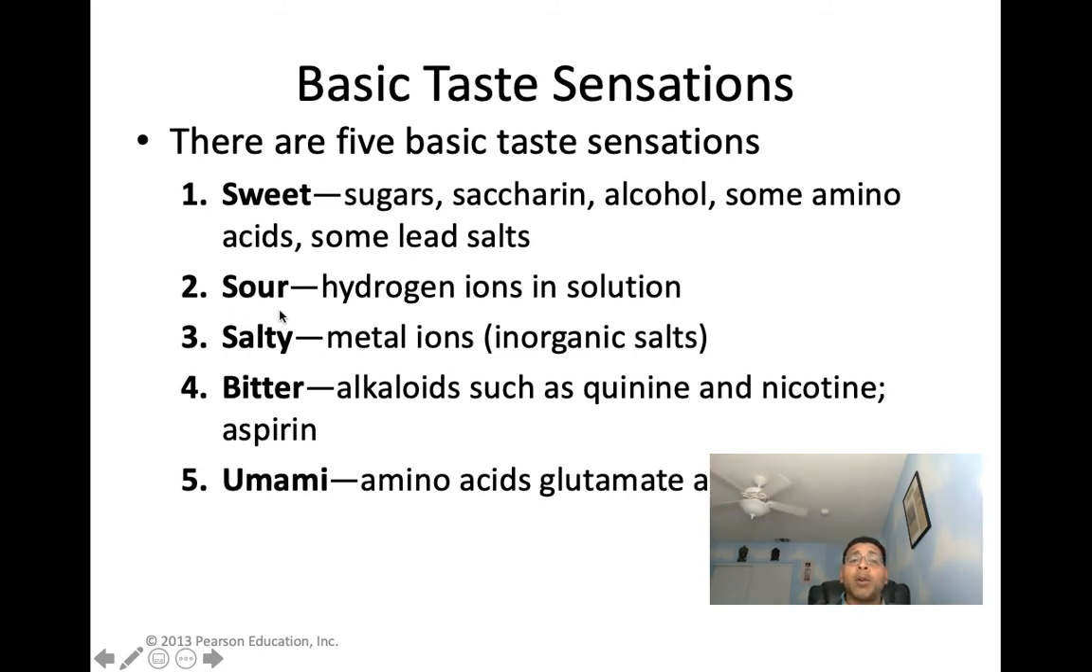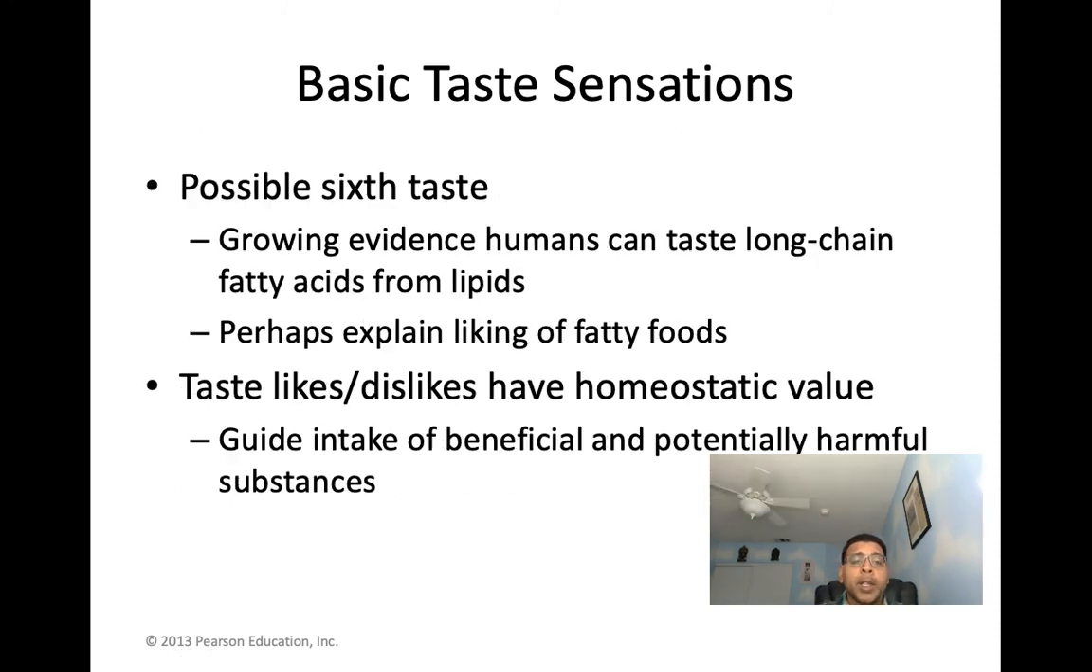And when we talk sour foods, they'll have basically hydrogen ions in solution. Salty foods, metal ions. Bitter foods, alkaloids such as quinine and nicotine or aspirin. And when we talk umami, amino acids, glutamate and aspartate. And then we can see here we have a possible 6th taste. There's growing evidence humans can taste long-chain fatty acids from lipids. And when we talk taste likes and dislikes, they have homeostatic value. They can guide intake of beneficial and potentially harmful substances.